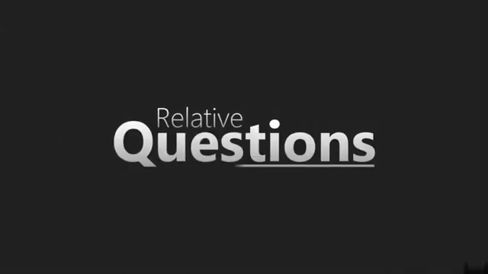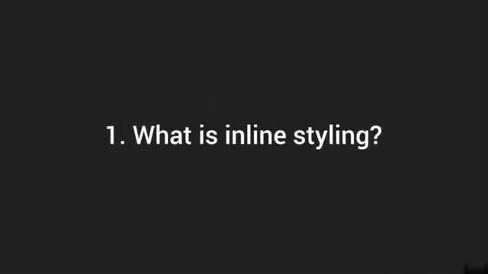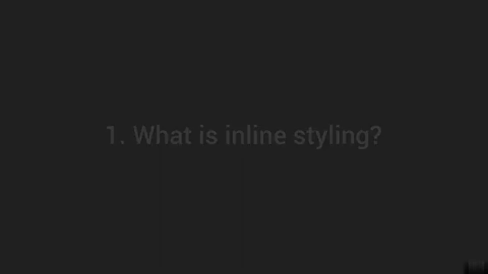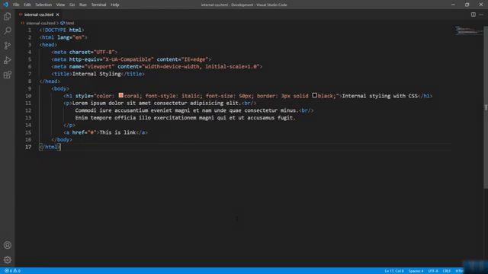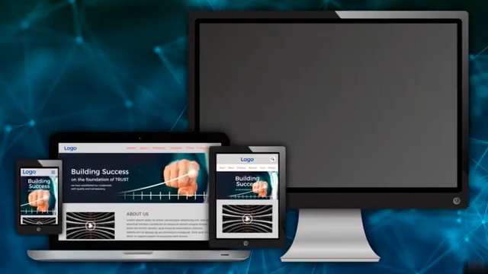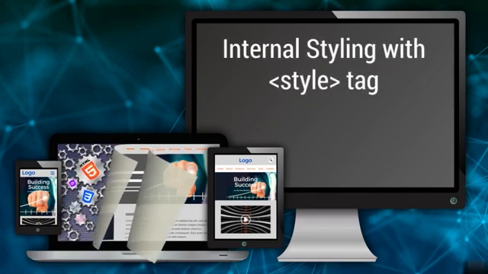There is one question here: what is inline styling? Basically, giving the style attribute along with the tag name is called the inline style or inline CSS. So now you know how to apply styling the inline way. Now let's take one step further. In this lecture, I am discussing how to define internal styling.